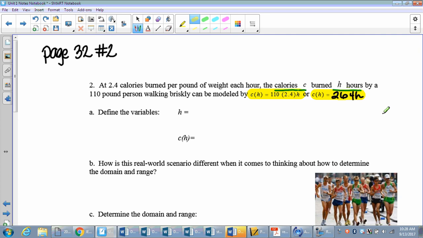Part A asks us to define our variables. Well, because we did a fantastic job of underlining when we were reading for information, I see that H is going to be number of hours, and C, or C of H, the output, these mean the same thing, is going to be the number of calories. Part B says, how is this real-world scenario different when it comes to thinking about how to determine domain and range? So there's got to be something different about this one compared to the ones we've done so far.